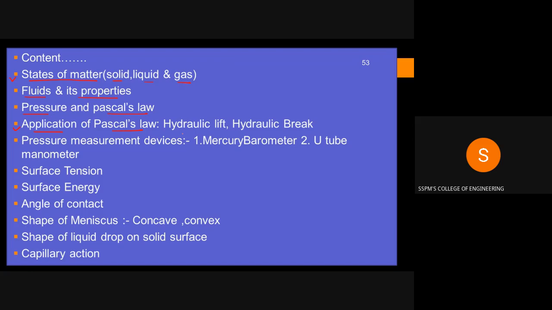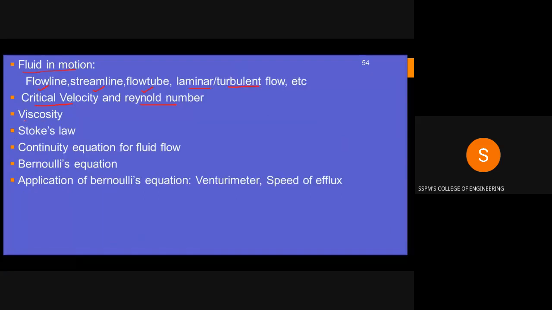The next section is fluid motion. In fluid motion, we will study different fluid flow properties like flow lines, streamline, flow tube, then types of flow, which are laminar and turbulent flow, etc. Then we will see the critical velocity and the Reynolds number. Last, we will study viscosity and Stokes' law. Then we will see the continuity equation for fluid flow, Bernoulli's equation, and application of Bernoulli's equation for flow measurement devices, which is the venturimeter.